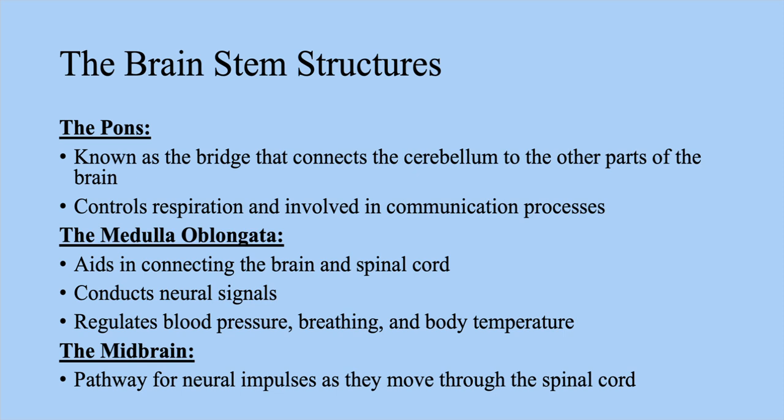Next, we have the midbrain. The midbrain is basically the pathway for neural impulses as they move through the spinal cord. The earlier parts connected the brain and spinal cord. Now the midbrain is basically a pathway as the impulses move through the spinal cord.